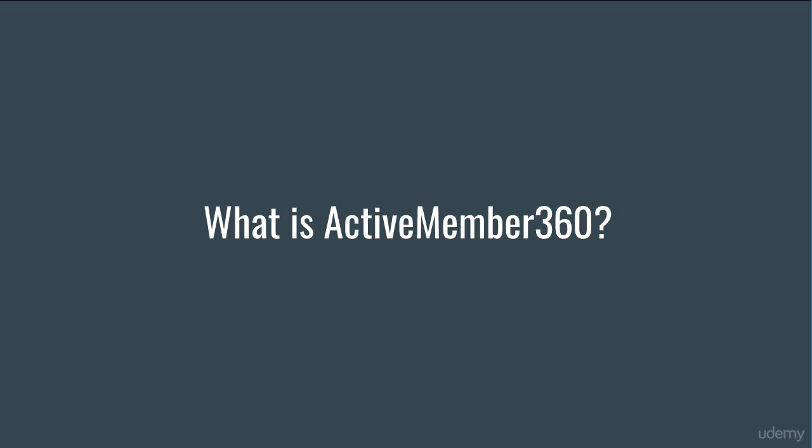But basically, ActiveMember360 allows you to create a very smart website because of the tagging feature used with ActiveCampaign. And while it was only released later on in the year in 2016, it isn't brand new software because the team that has built ActiveMember360 has been around since 2009.